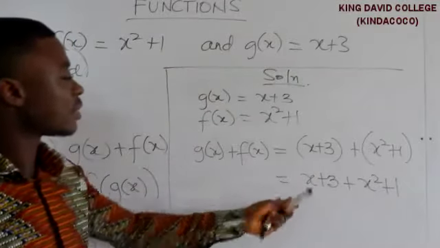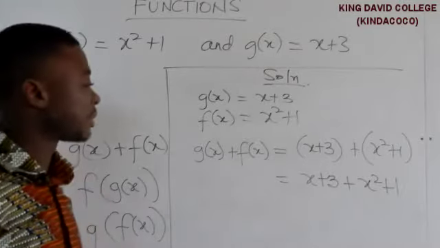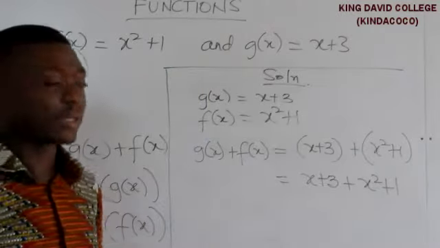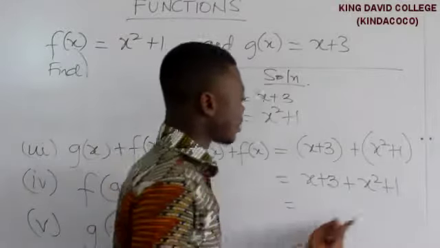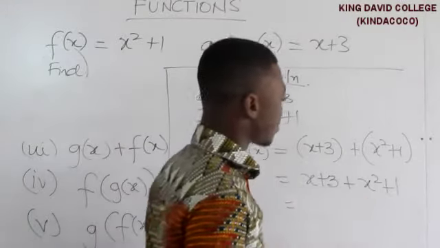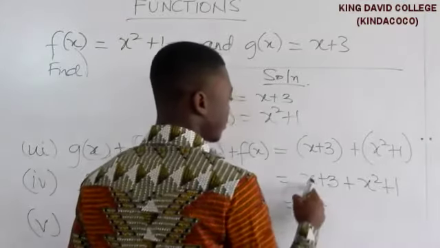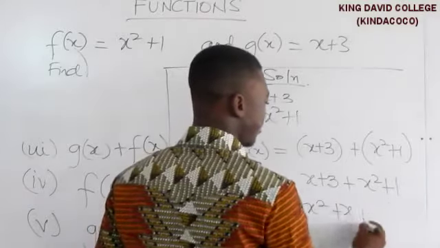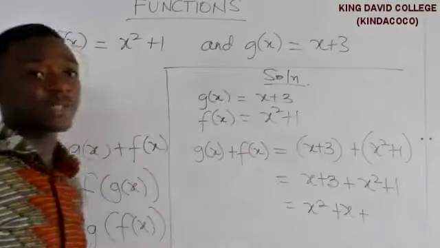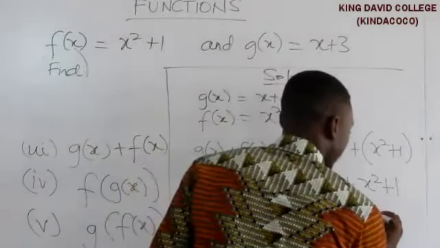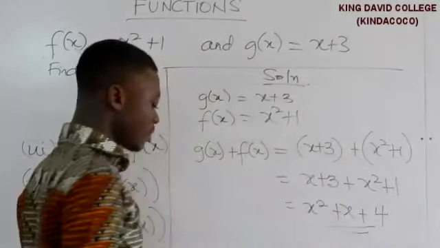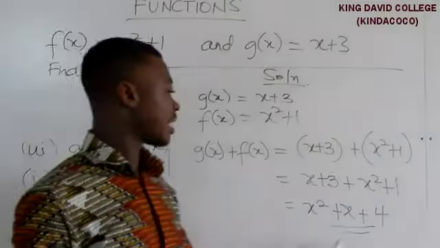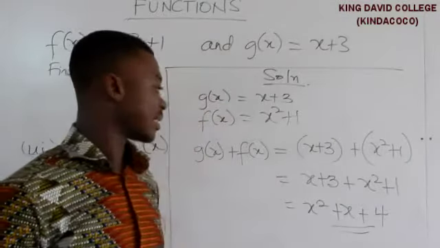It's not so good to leave your answer like this, so you do simplification. Let's rearrange this in order of x, starting from the highest order, okay? So the highest order is x squared first. So bring x squared, then you sum all the x's, only one is here, so plus x, then plus, you sum the constants together as well. Summing the constants gives 4. So then my expression g of x plus f of x is simply x squared plus x plus 4. As simple as this.